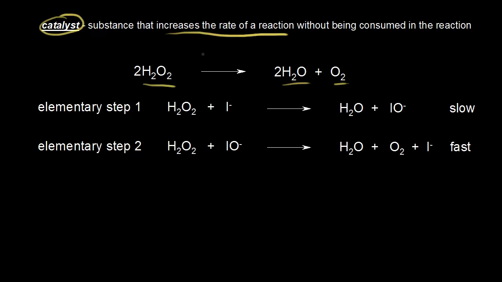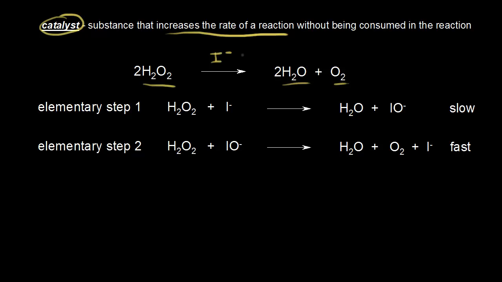And if you're doing a demonstration like the famous elephant's toothpaste demonstration in general chemistry, you need to add a source of iodide ion. So this is one of the catalysts that you could use. You could use potassium iodide or sodium iodide. So you add a source of iodide anions, and that makes this reaction fast. So your iodide anion is your catalyst. It increases the rate of a reaction.